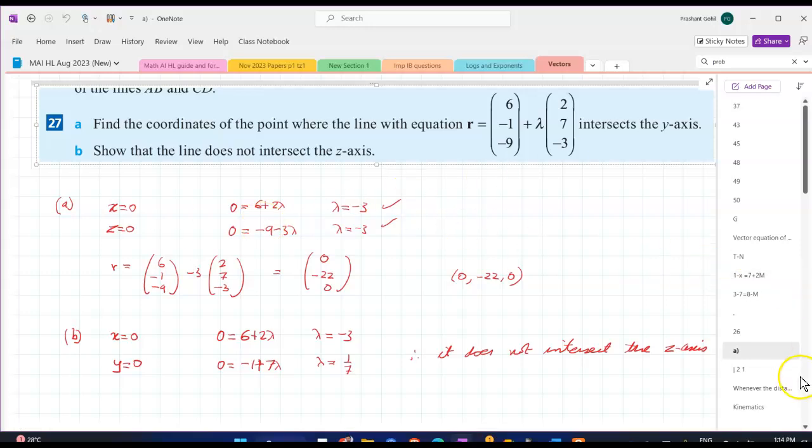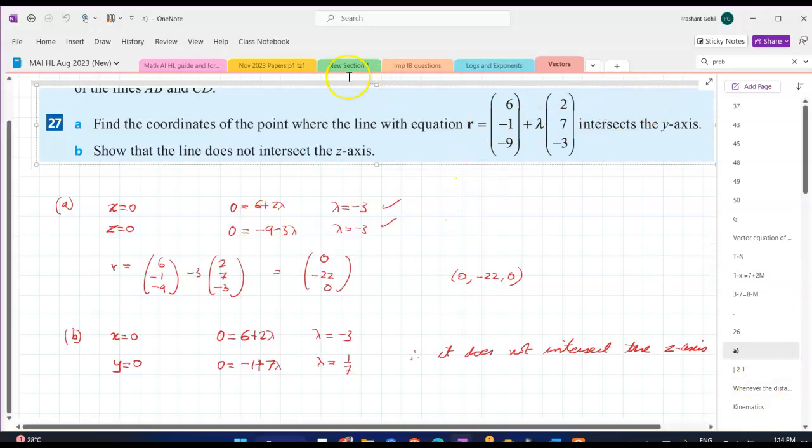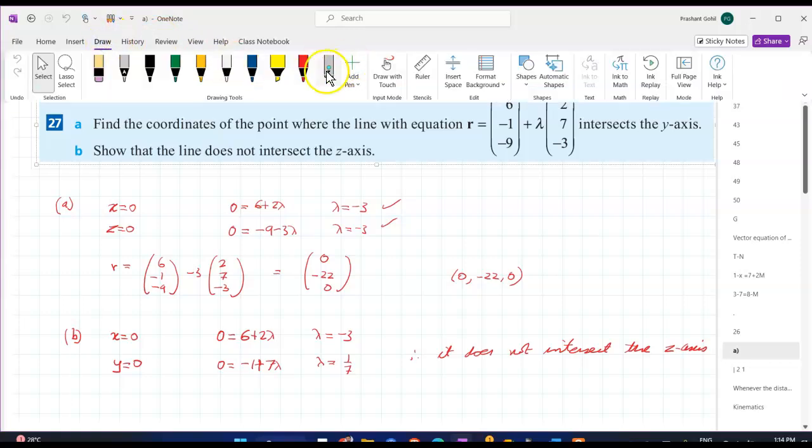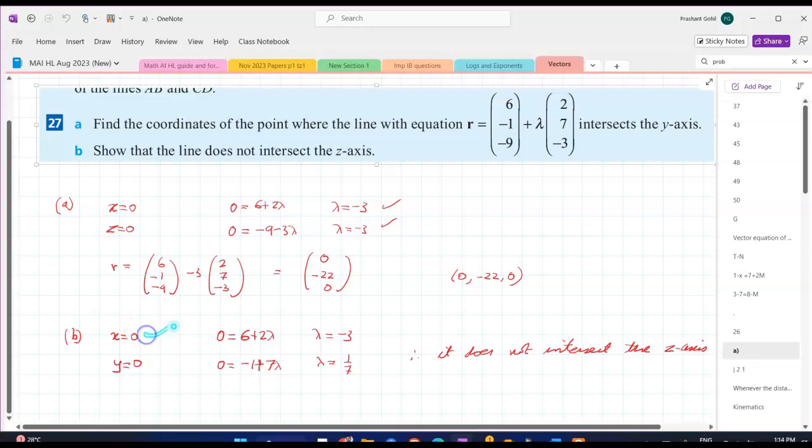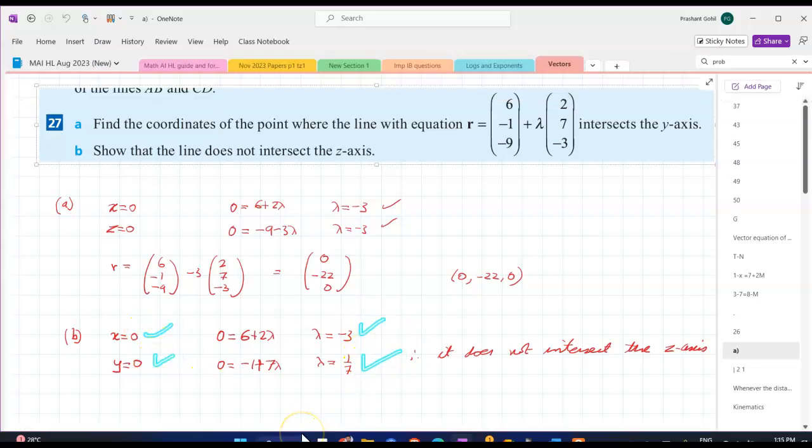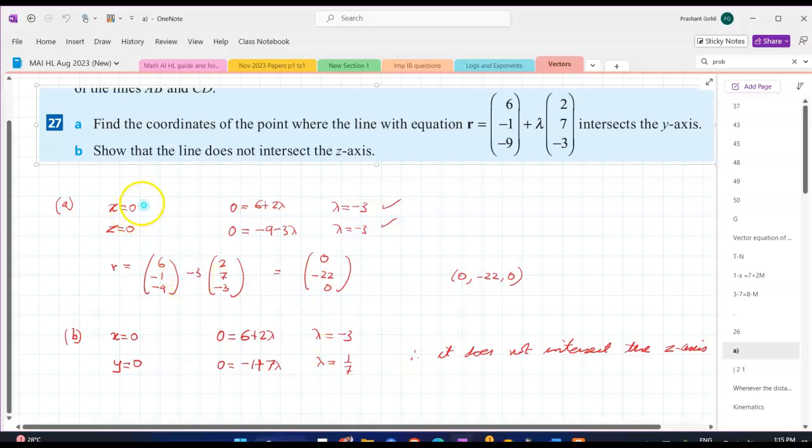And so on. Acha, how do you show that it does not intersect the z-axis? If you put this and this as 0, you will get different values of lambda. See, here when you put x as 0, z as 0, you will get the same value of lambda, and then you put this lambda in the y coordinate to get the y coordinate. But if you don't get the same parameter, it means these two lines are not intersecting.